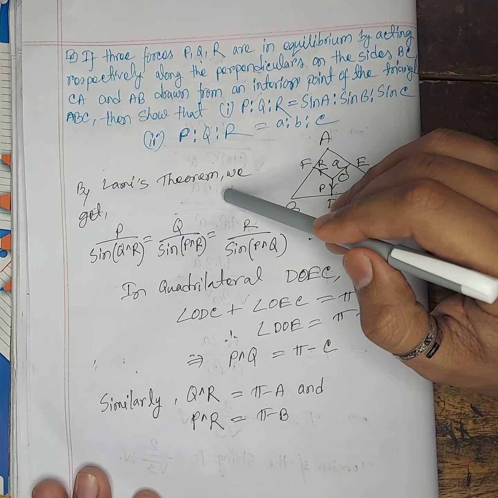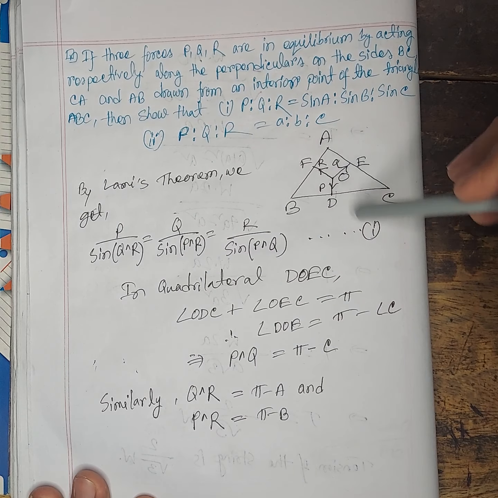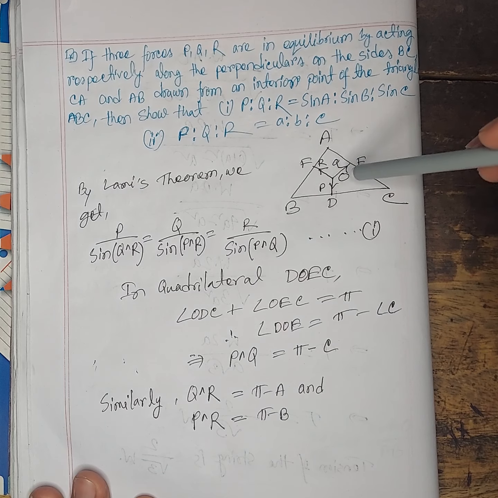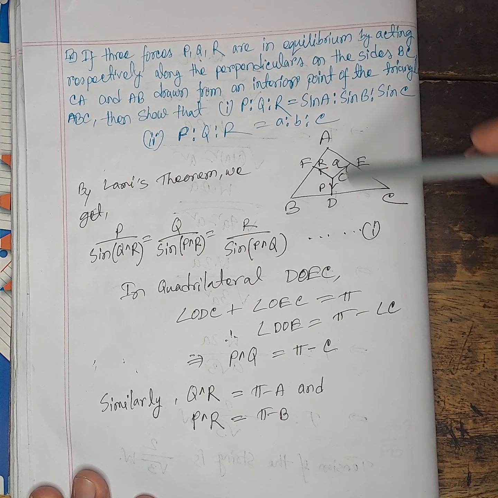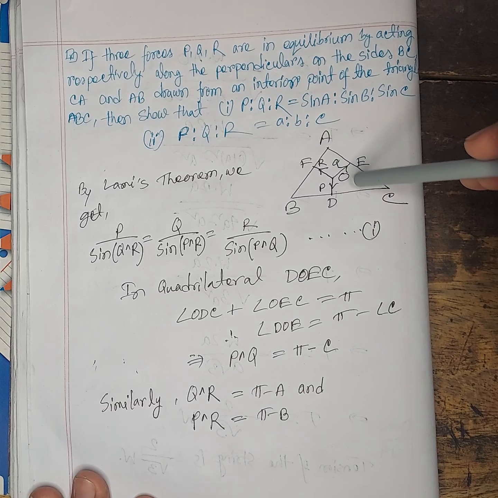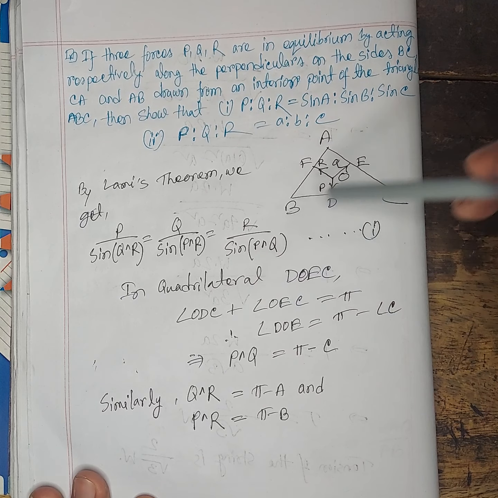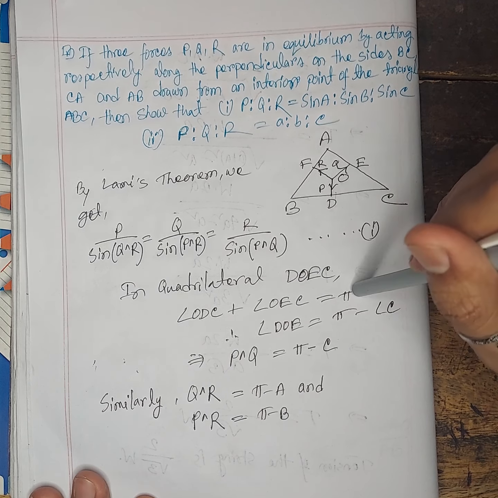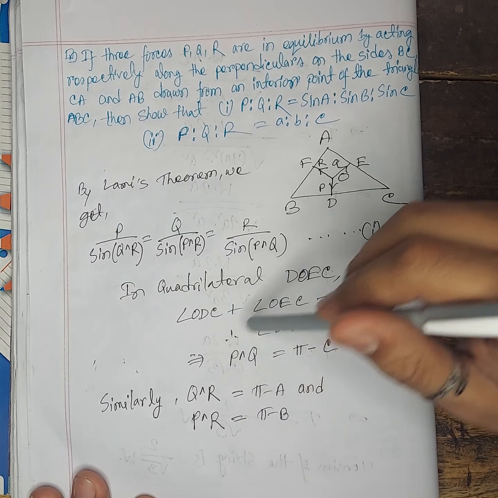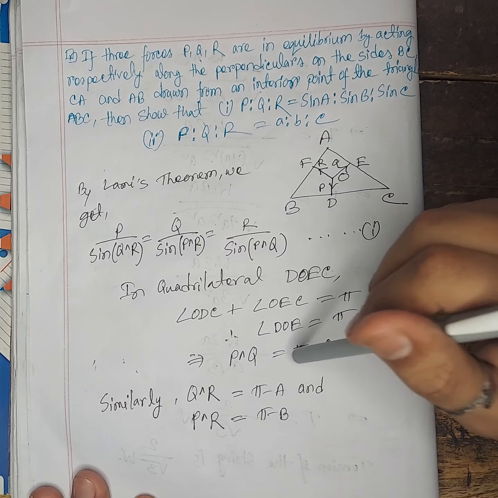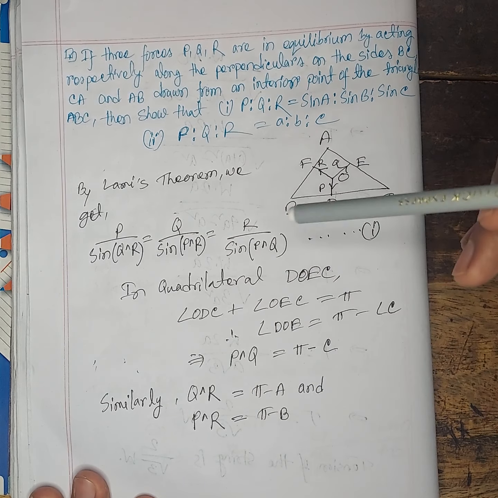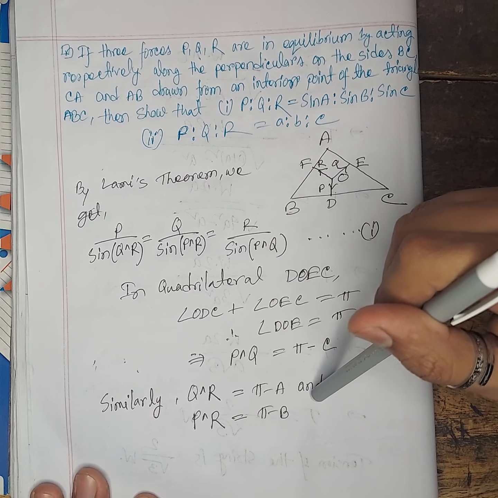By applying Lami's law, we get P by sin of the angle between Q and R, and Q by sin of the angle between P and R, and R by sin of the angle between P and Q. In quadrilateral DOEC, angle ODC plus angle OEC is equal to pi, so angle DOE is equal to pi minus C. So the angle between P and Q is pi minus C. Similarly, the angle between Q and R is pi minus A, and the angle between P and R is pi minus B.